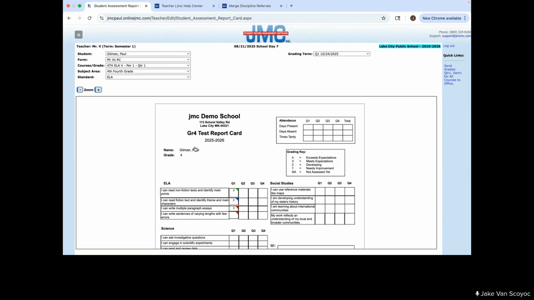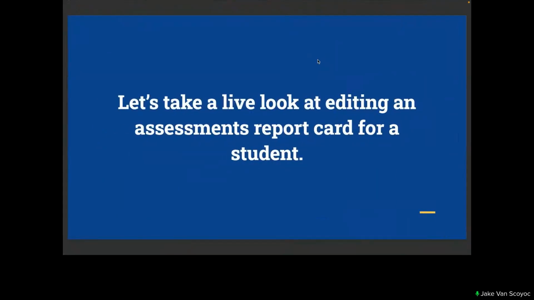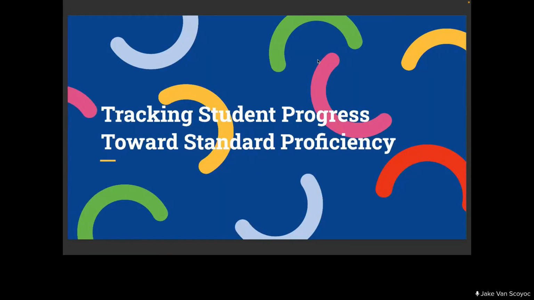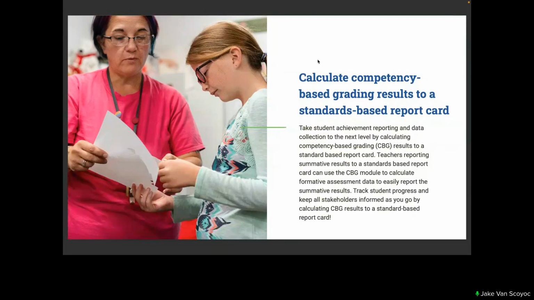Any questions about that? And if not, we're going to jump into a gradebook option for keeping track of student progress of standards. So take student achievement reporting and data collection to the next level by calculating competency-based grading, or CBG, results directly to a standard-based report card. Teachers reporting summative results to a standard-based report card can use the CBG module to calculate formative assessment data to easily report the summative results. Track student progress and keep all stakeholders informed as you go by calculating those CBG results to a standard-based report card.